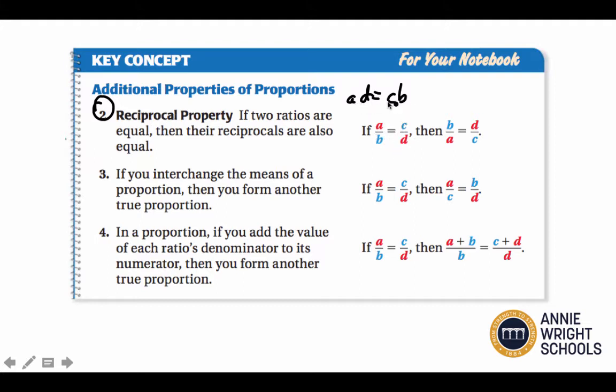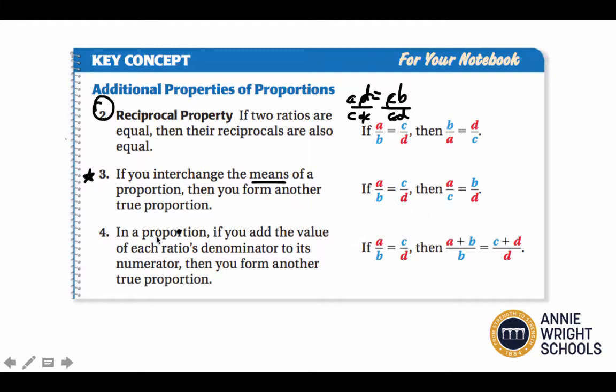Well, not DC, but you could divide by C and divide by D. Yeah, divide by CD. And then the C's would cancel here, the D's would cancel here. I've never really used this property, but it's there. I don't use these names of means and extremes, but it's just something to look at.